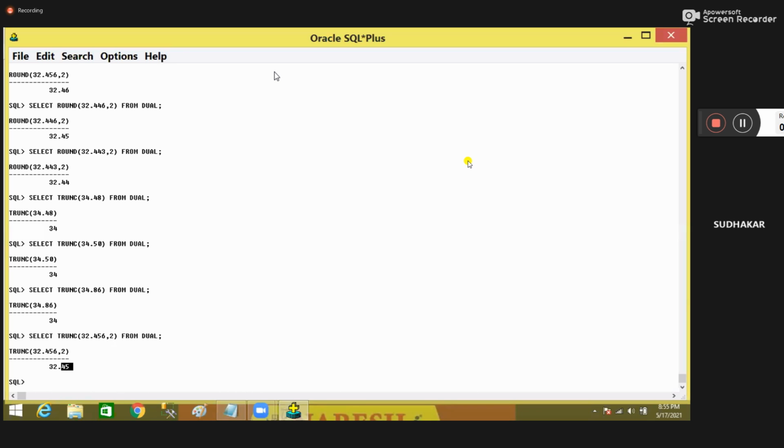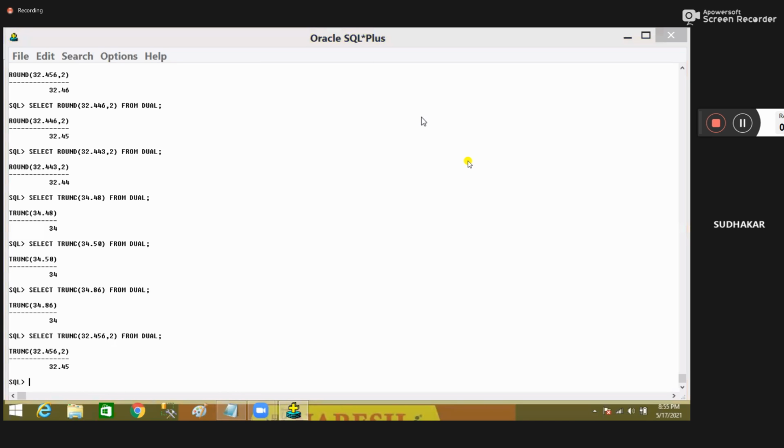So the round function considers 0.5, and based on that 0.5 it takes the nearest value approximately. But the trunk function does not consider 0.5 and takes nothing extra. It takes the exact value, not the nearest value, not an approximate value. This is the difference between the round and trunk functions. So these guys are numeric functions, the predefined numeric functions.